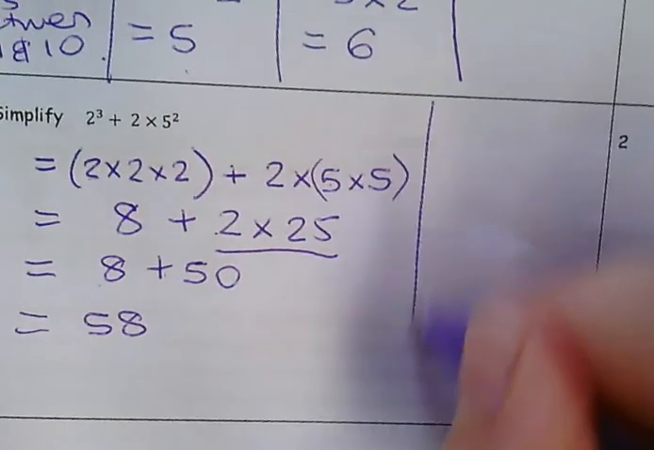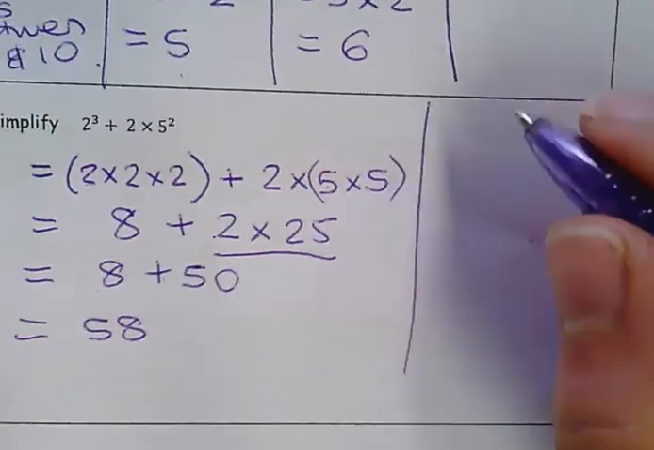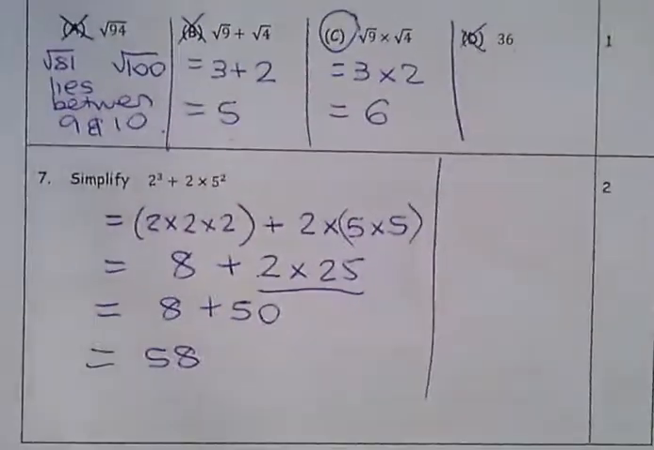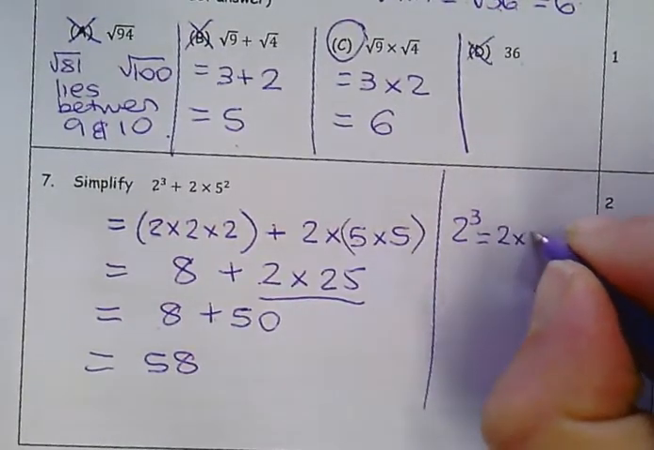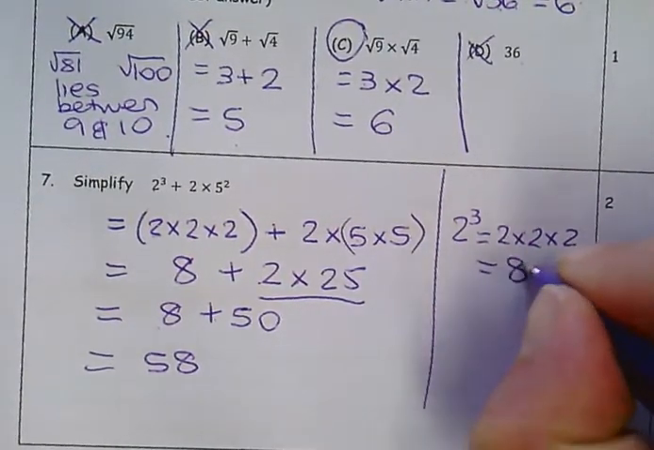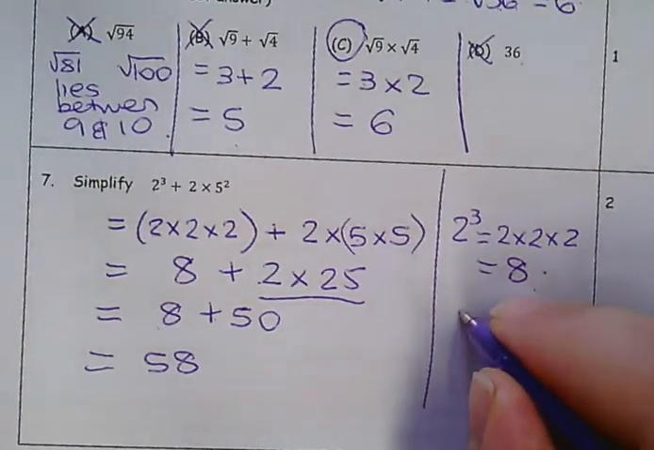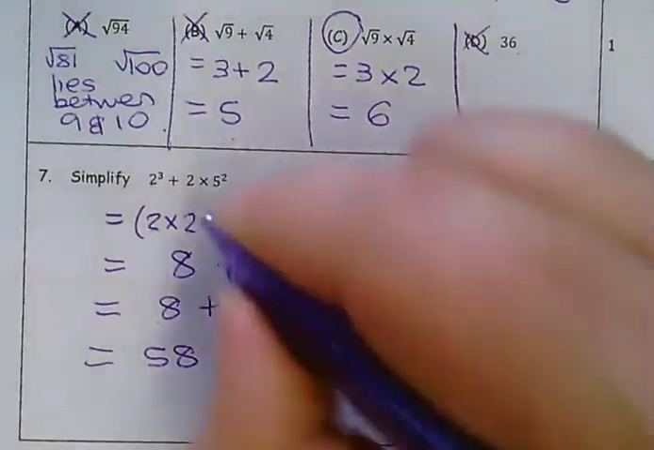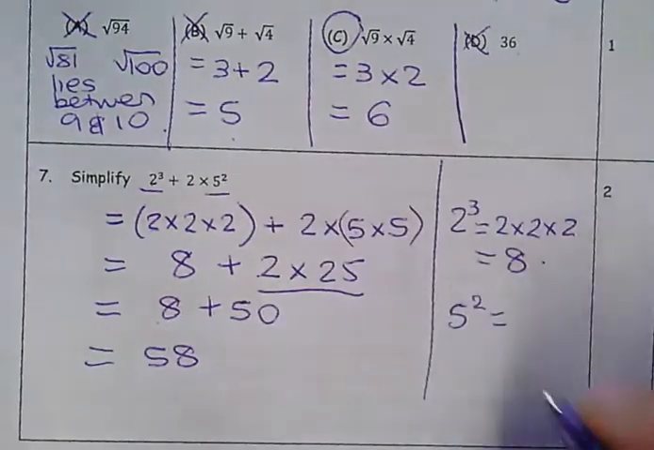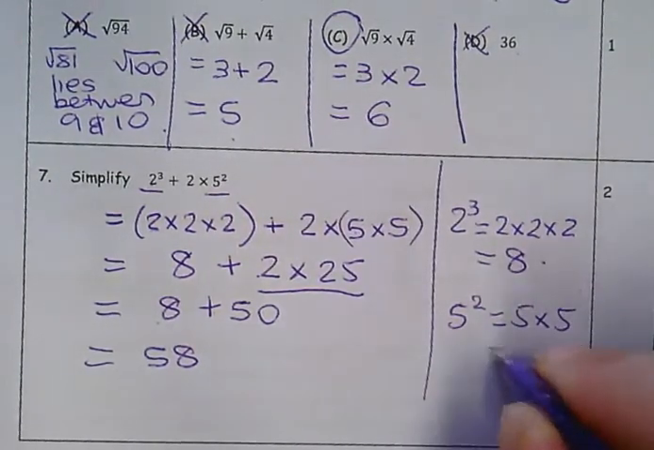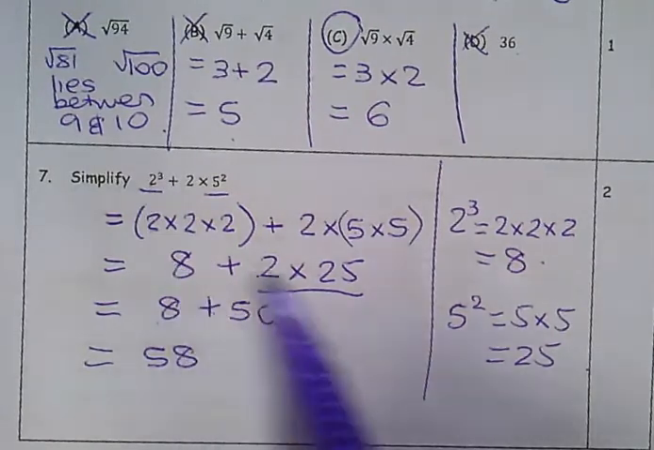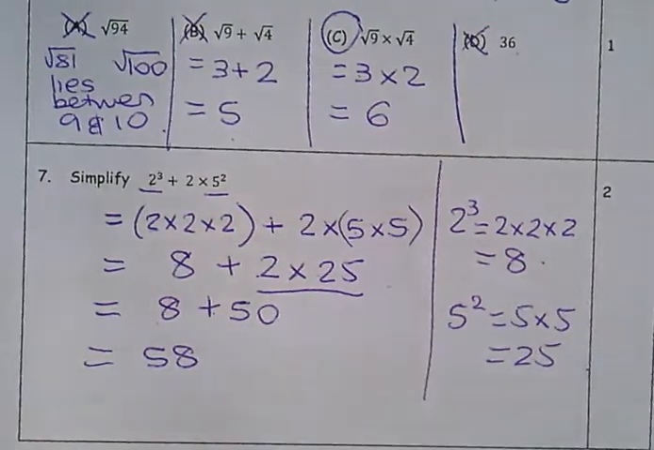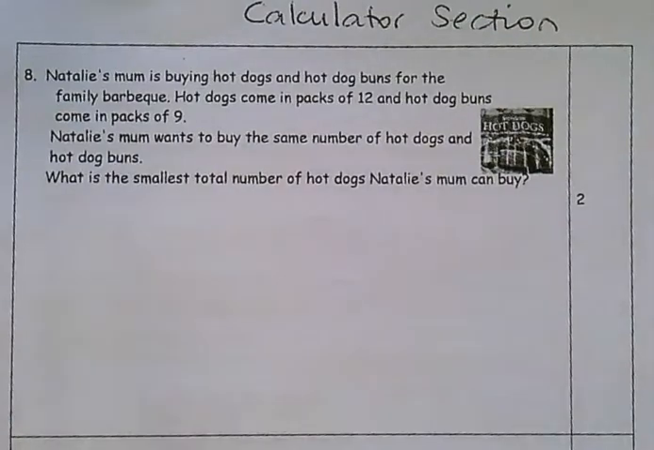Now what you could have done, instead of writing it out like this on the side, this is probably not a bad idea to do, you could have just worked out that 2 cubed is 2 times 2 times 2, which is 8. And you could have worked out that 5 squared is 5 times 5, which is 25. Then you go straight from this first line to this line here. It's probably easier. Okay? Now for question 8.